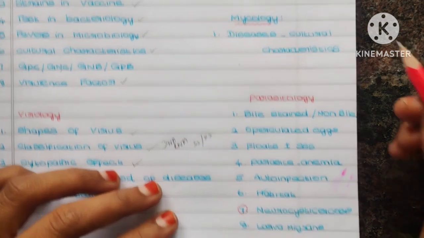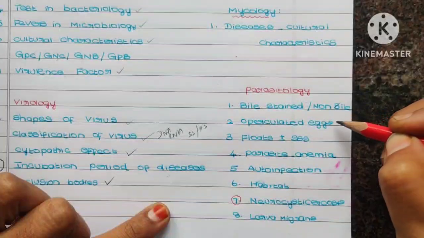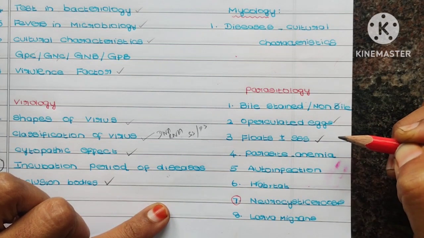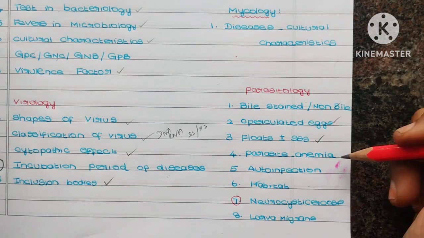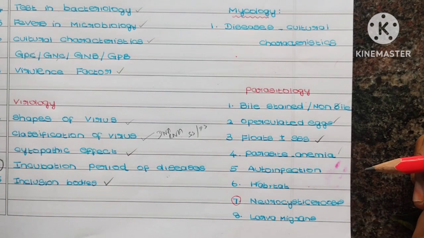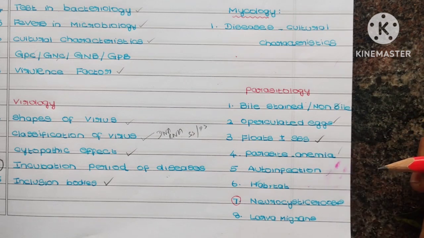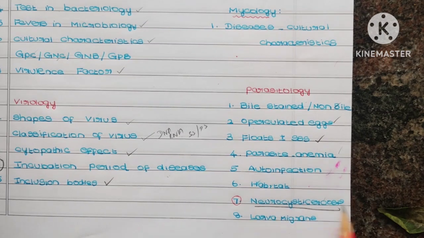And coming to parasitology, you want to know the bile-stained and non-bile-stained eggs, operculated eggs, and the eggs which float in saturated salt solution. Also the parasites causing anemia, myocarditis, and travelers' diarrhea. And what are the parasites causing autoinfection? Then the habitat, that is, where the parasite resides, whether it can reside in the large intestine or the small intestine. Just make a tabular column for that, and it's more than enough.